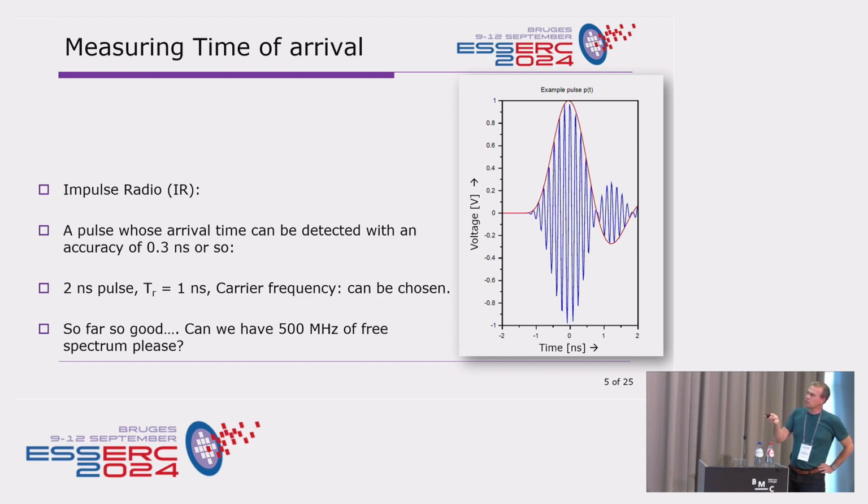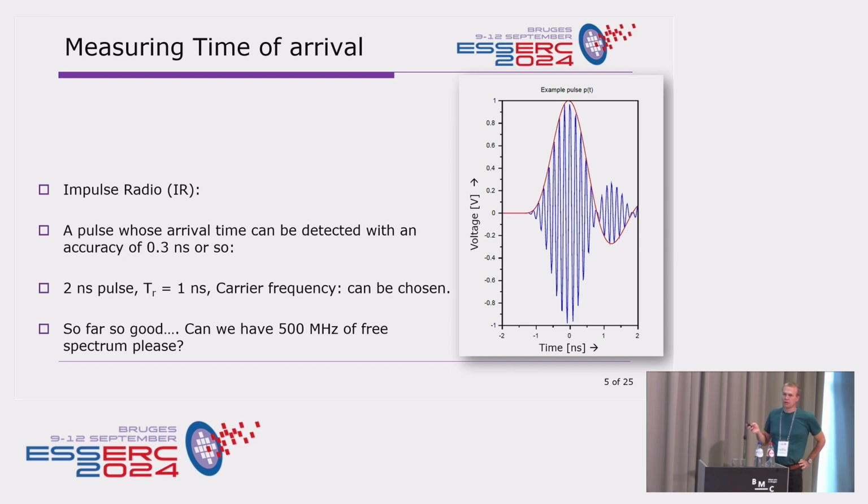So we set up this 2 nanosecond pulse. It has a fast rise time, about 1 nanosecond. The carrier frequency, well, there has to be some sort of carrier frequency. It's a radio pulse. We want it to propagate. So we can choose a little bit. So that's looking good so far. But if the pulse is 2 nanoseconds wide, then the bandwidth I need is about 500 megahertz. And that's a lot of bandwidth.